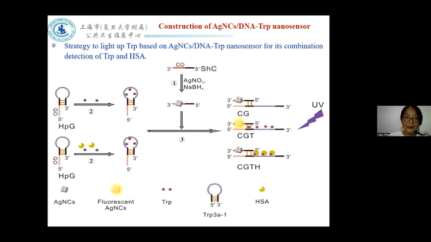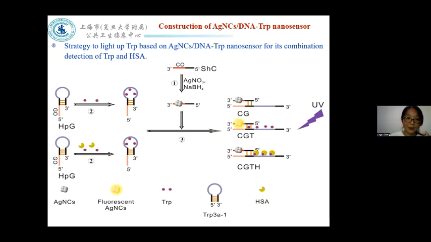Therefore, here we develop a strategy to light up tryptophan based on DNA templated silver nanoclusters. In our strategy, it contains a signal probe. In the signal probe, there are two regions. One region is C-rich sequences at the 3' end, and the other region is a complementary sequence that can hybridize with the capture probe. The other strand is a capture probe in our strategy.